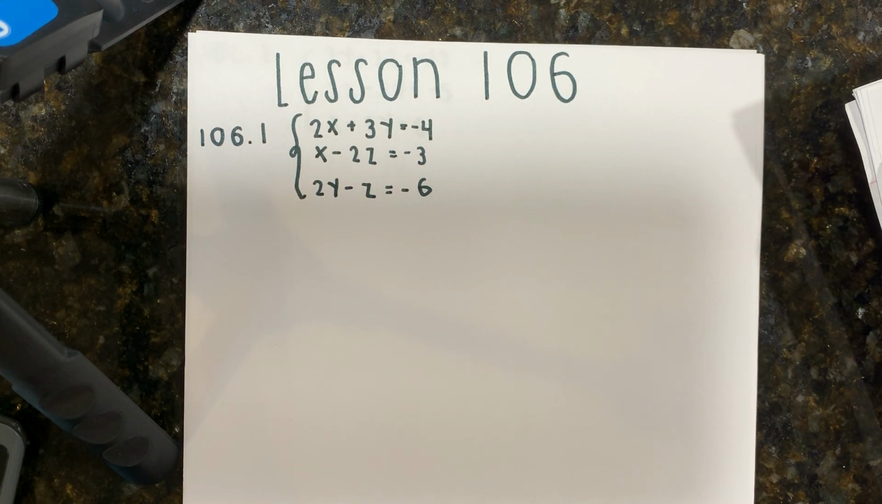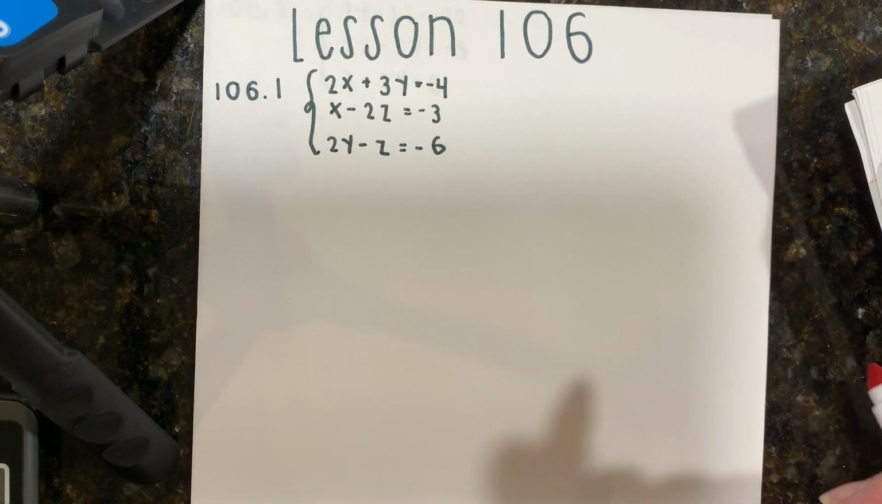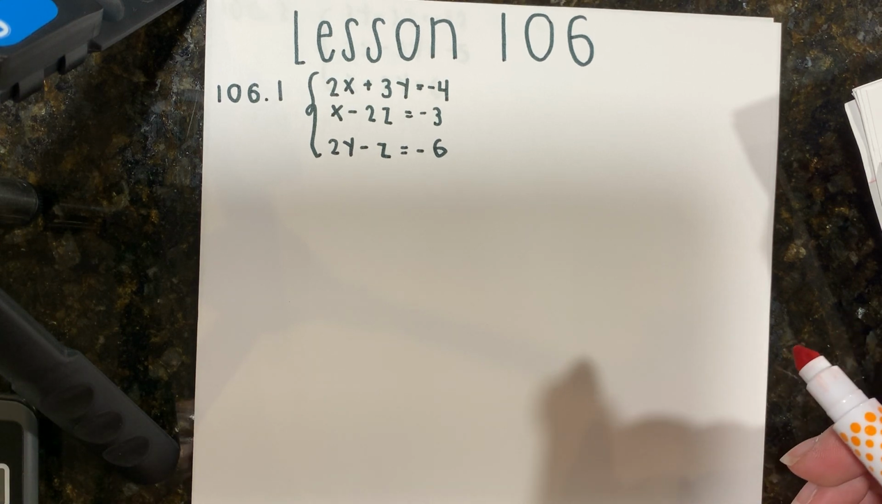Today we're going to be going over the new material in lesson 106. Really this problem set is just more on solving systems of three equations. So the problems should be pretty similar to the ones you've been doing in the past. But what we're going to do is always try to isolate one variable.